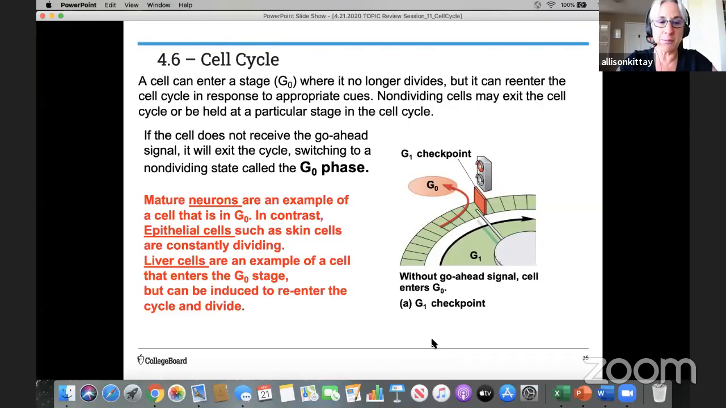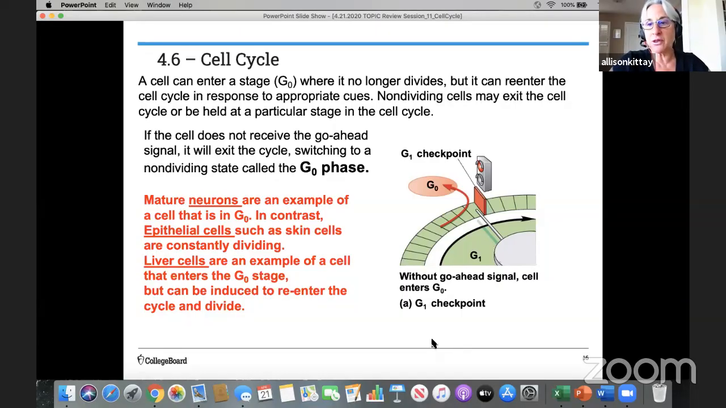So let me give you a couple of examples. Mature neurons or nerve cells are an example of a cell that is in G0. So that means that once a nerve cell matures, it will not divide. It will no longer go through its cell cycle. In contrast, epithelial cells like your skin cells or the cells that line your digestive tract are constantly dividing. They're replacing the layers of cells. So the outer layer of your skin is actually dead epithelial cells, and below that you have the cells that are dividing to replace those. And then finally, we have liver cells, which are an example of a cell that enters the G0 stage, but it can be induced to re-enter the cycle and divide.